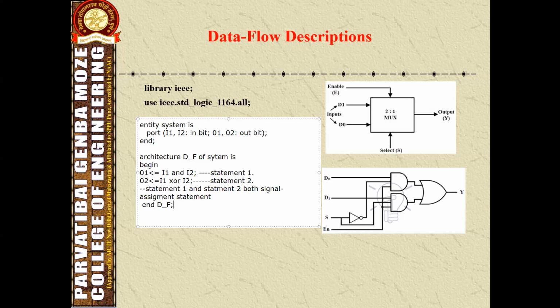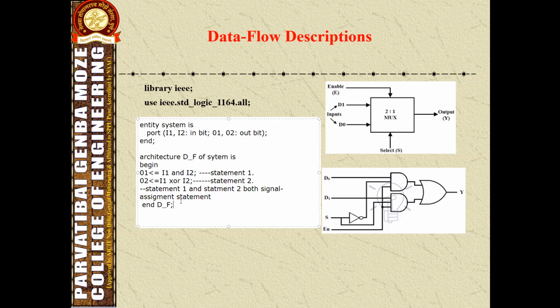I1 and I2. The AND operation takes place using these two terminals. The other output is O2, which obtains the result of the XOR operation of these two terminals, I1 and I2. Whatever signals are on these two terminals, the XOR operation is performed and the result is obtained at the O2 terminal.